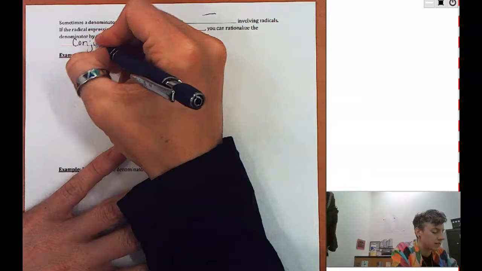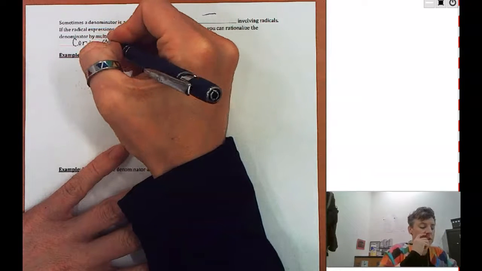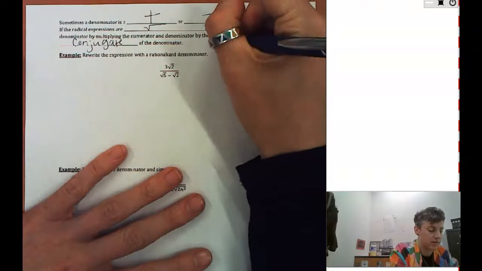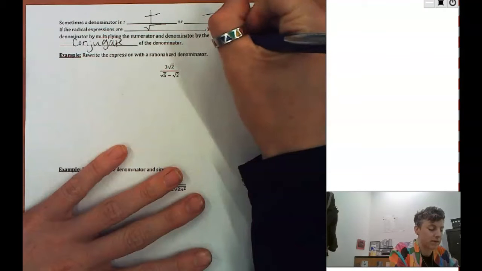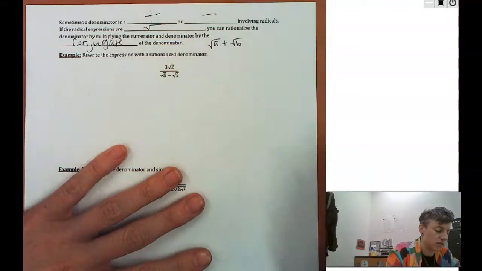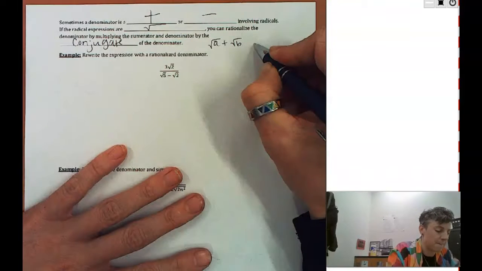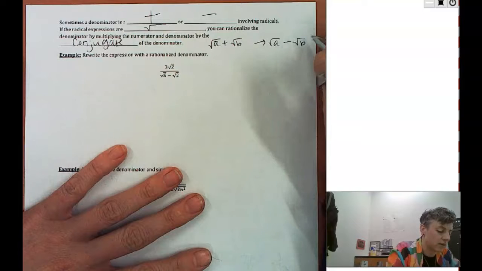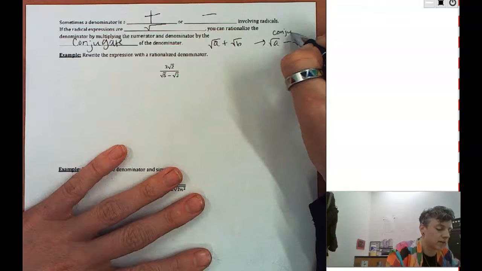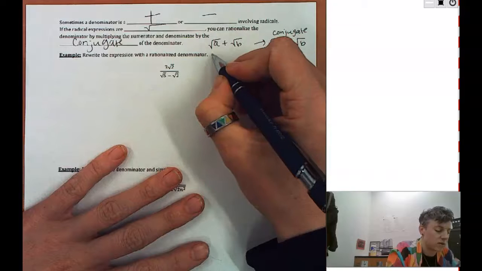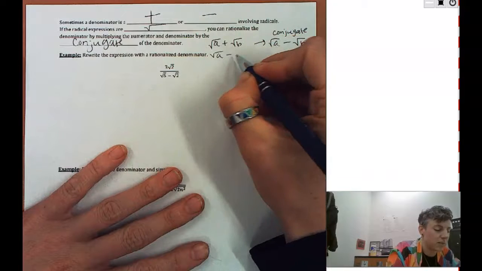Conjugate. Okay, so the conjugate, if I have something that is the square root of a plus the square root of b, the conjugate would be the square root of a minus the square root of b. Similarly, if I have the square root of a minus the square root of b, the conjugate would be the square root of a plus the square root of b.